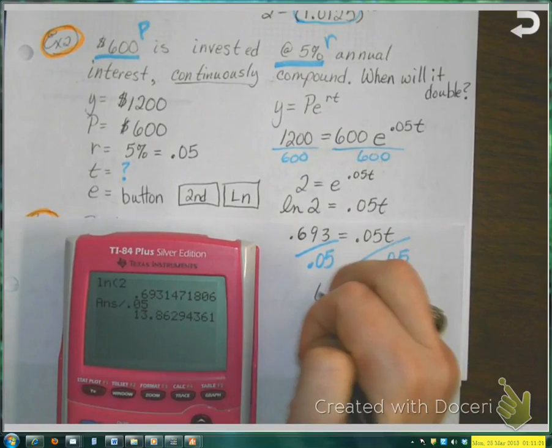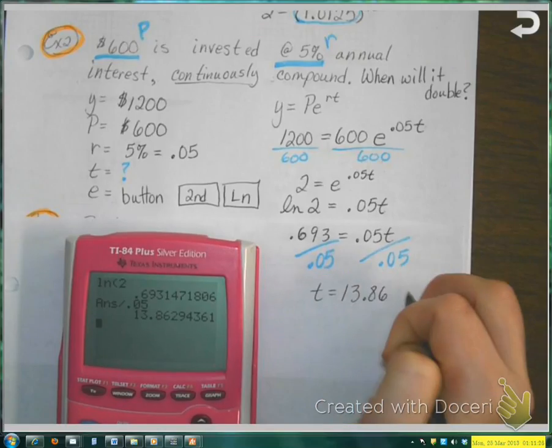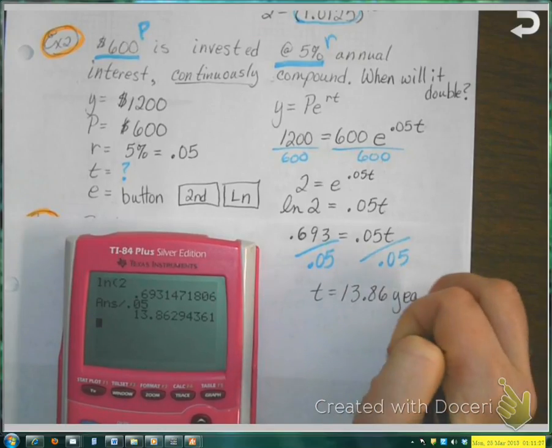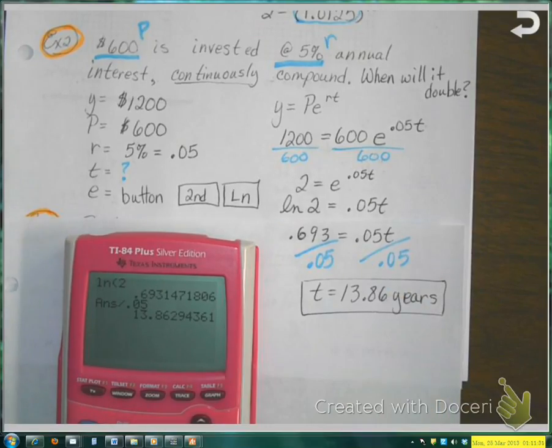So T equals what? 13.86 years. So it didn't really change that much between continuously compounded and if I compounded the other way. So 13.95 minus 13.86. So what? That saved me 1 month. Woohoo! I got the money 1 month earlier.